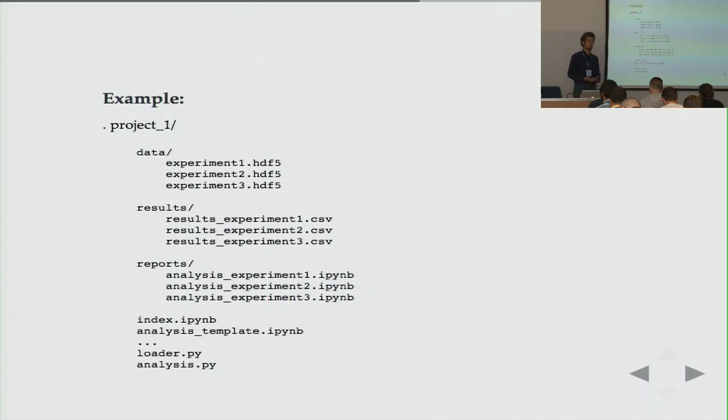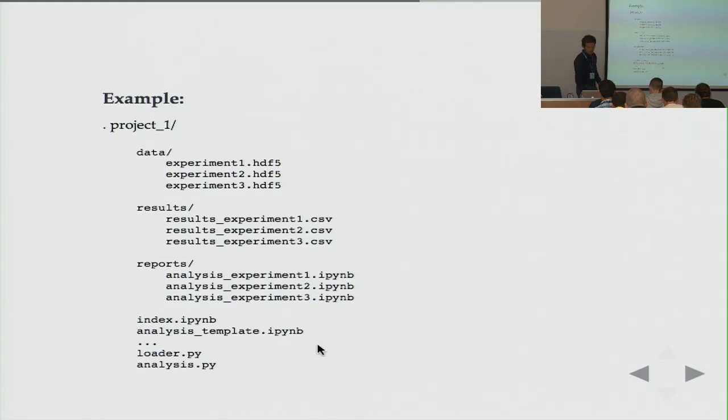And this is an example of a project that uses this approach. As you see, you have a data folder with 3 experiments in HDF5 format. Then you have a results folder with the CSV files that are saved by the notebook. The notebooks are in the main folder together with the Python modules. So for example, here you have a loader.py with functions to load and transform the data. And then you have analysis.py with your core complicated analysis function.